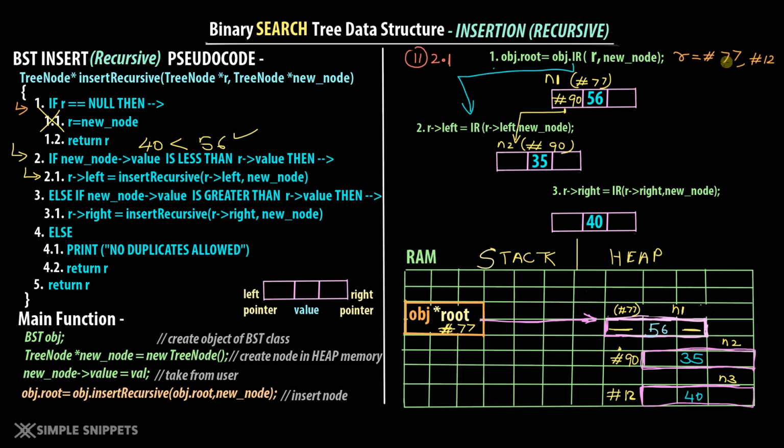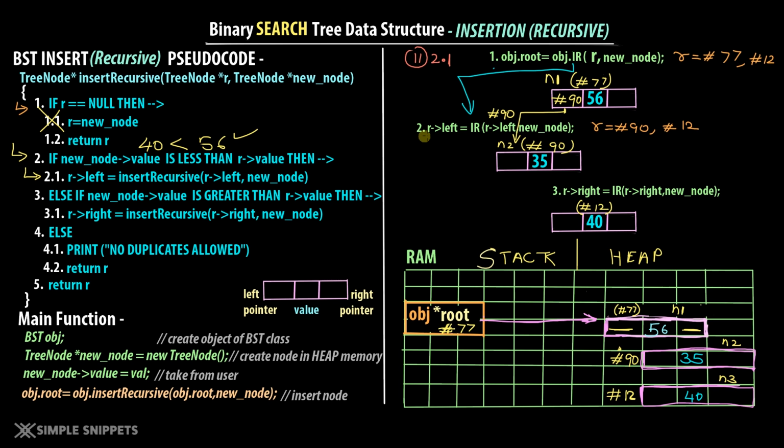r is currently 77, which means r is n1. What is there to the left of n1? It is hash 90. That is the left pointer of n1. So you're passing hash 90 as the new r. So for the second function call, r is nothing but hash 90, comma, new node. So the new node is passed as it is, which is hash 12. That is the address of this new node that you want to insert. Alright, it's still not linked over here, right?